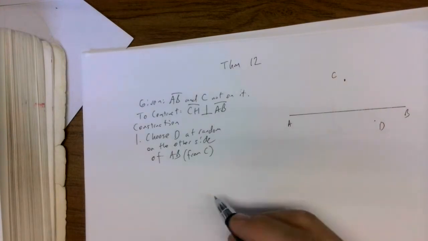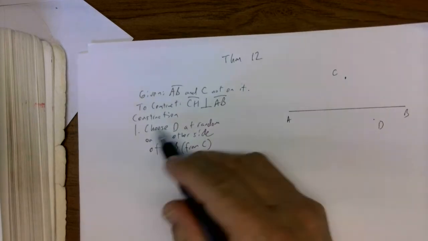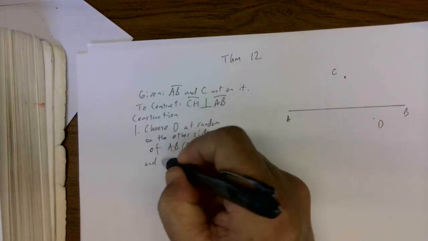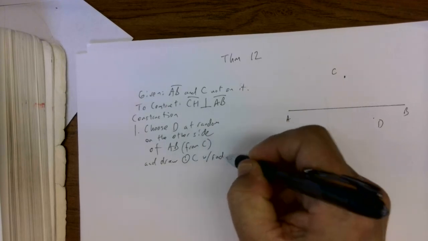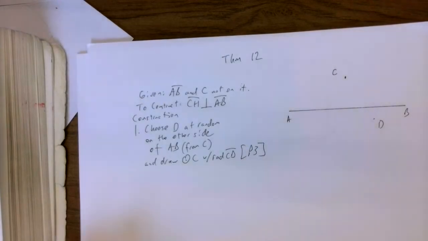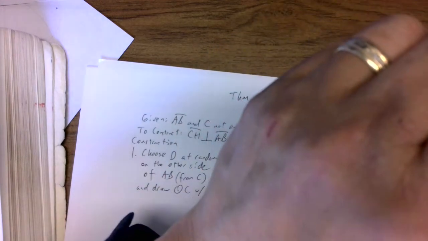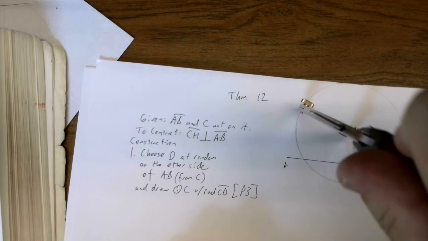Okay, and that's not the whole step because I don't need a postulate, theorem, axiom, or definition to choose a point at random. But what I'm going to do with that random point is I'm going to draw circle C with radius CD. And that's postulate 3. Okay, so here's what that is going to look like. And like Euclid, I am going to go ahead and draw the whole circle, even though mine goes off the paper a little bit. There we go.